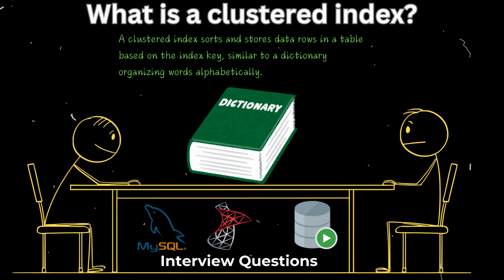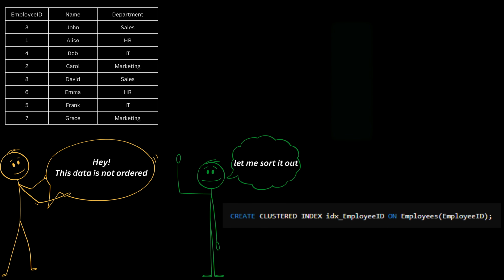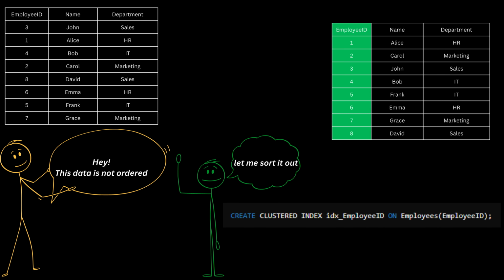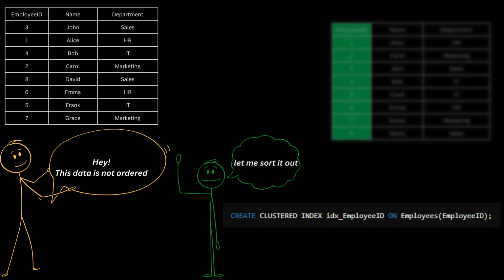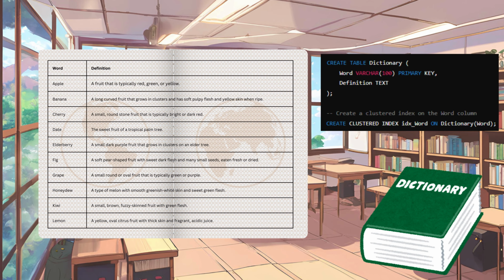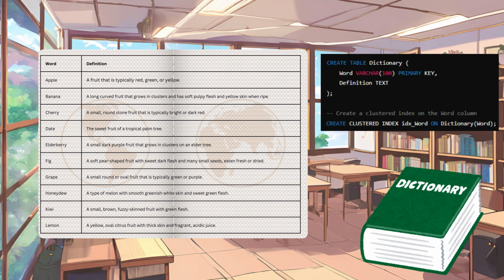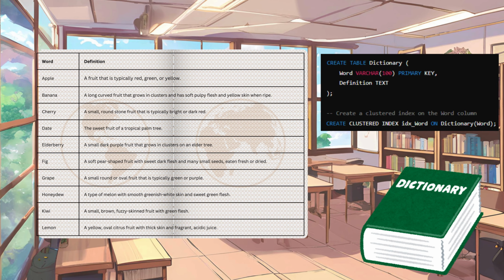What is a clustered index? A clustered index sorts and stores the data rows in the table based on the index key. There can be only one clustered index per table. Think of a dictionary. The words are stored in alphabetical order, which is similar to how a clustered index organizes data in a table based on a key, like a primary key.